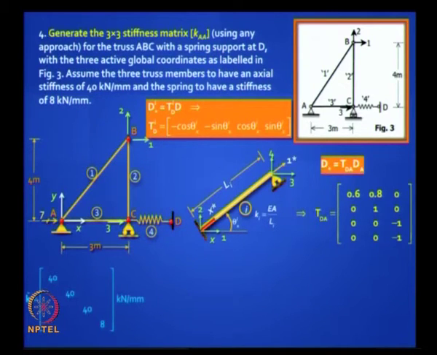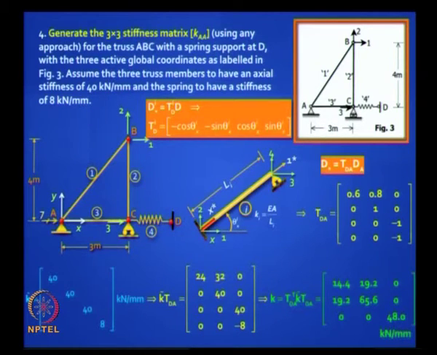Remember, everything is given to you. The actual stiffness is 40 kilonewton per meter, but some of you thought it is EA and you divided it by the span, I do not know why. So you have got this kilonewton per millimeter, you multiply it out, you get the final answer.